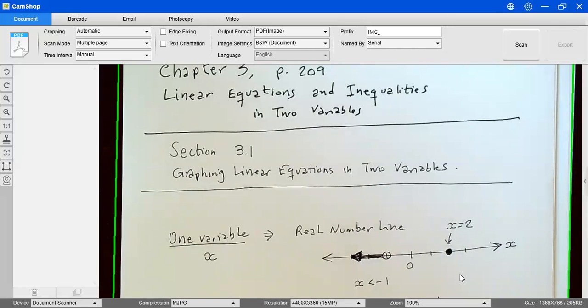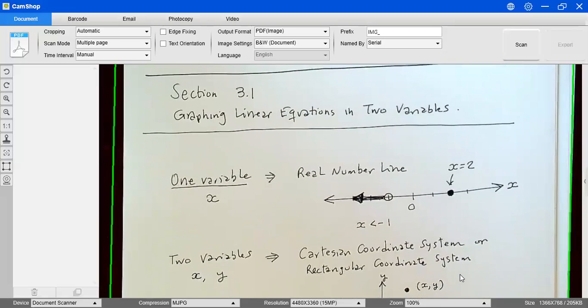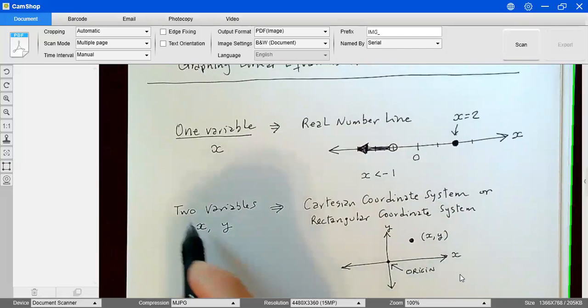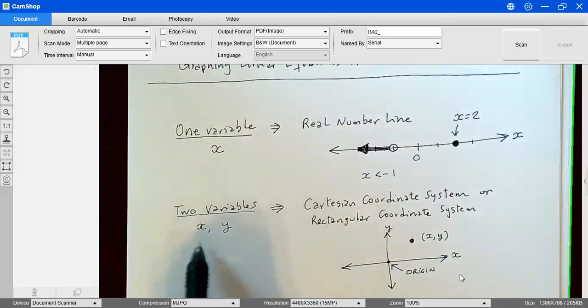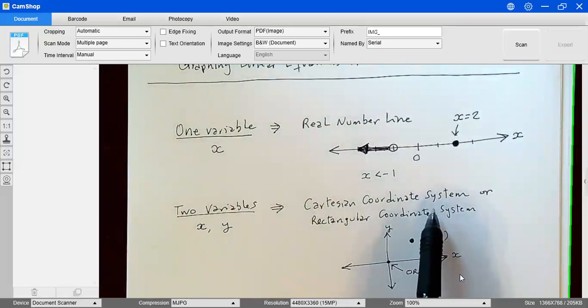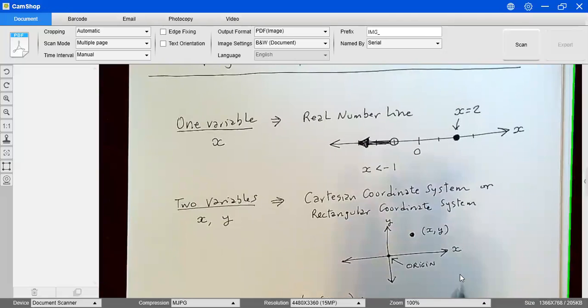Now in this chapter, we're going to work on linear equations and inequalities in two variables. So we're going to need a different system to plot, to graph the solutions. We're going to have now two variables. Most of the time, we're going to use just x and y, but it can be other letters. It can be u and v. And we're going to use a Cartesian coordinate system, which also is named a rectangular coordinate system, which is just this plane with these two real number lines, one real number line for x, another real number line for y.